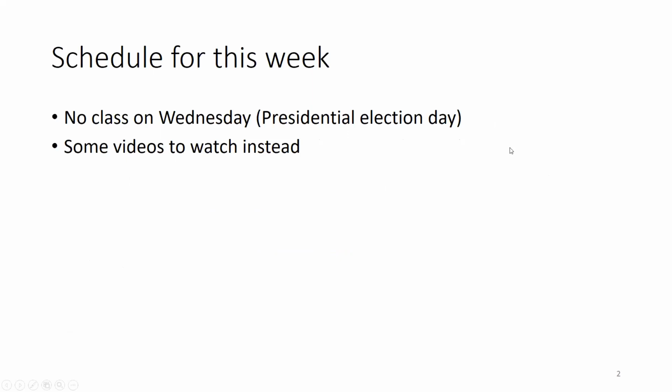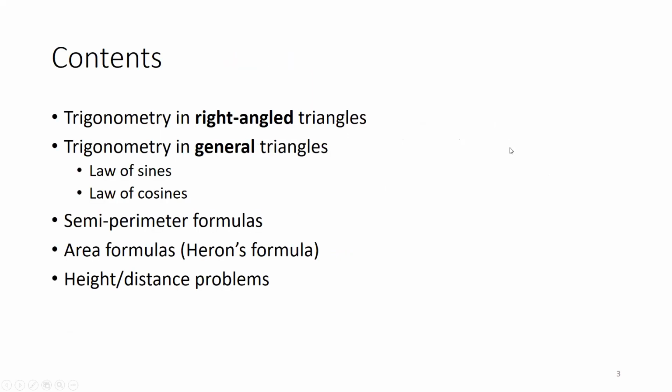Okay, I already covered this. What are we going to do this time? Well, we'll look at trigonometry in right-angled triangles and in general triangles. So right-angled triangles are triangles that have a right angle. General triangles do not necessarily have a right angle. We'll look at both cases separately. And then the other topics were normally for Wednesday's lecture, but I will ask you to look at a video instead.